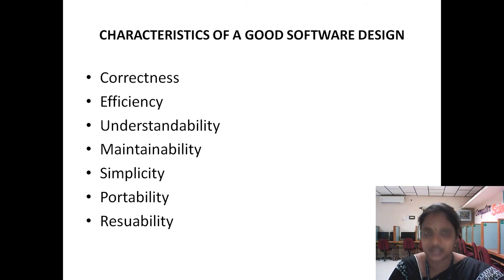So first we will see one of the good characteristics needed for a good software design, that is correctness. A design is said to be correct if and only if it is correctly produced according to the stated requirements of customers in the SRS. So when we say the design is correct, it means all the requirements of the client, first we will collect all the requirements, we will analyze them and we will prepare an SRS document.